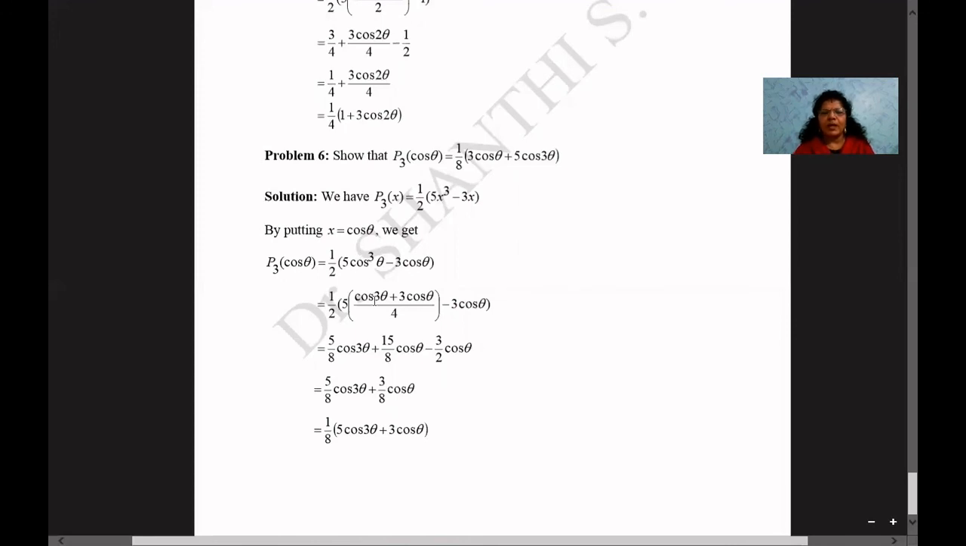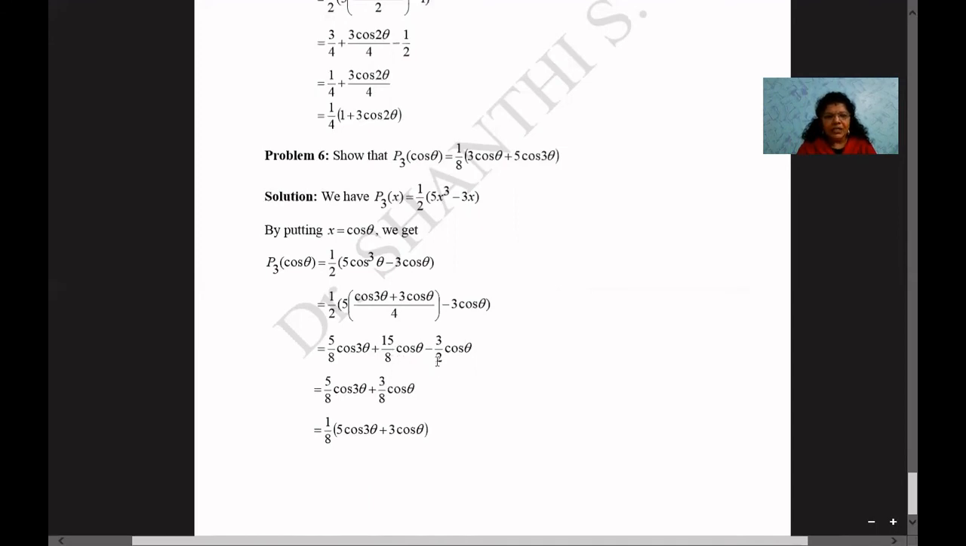Now I am substituting the value of cos cube theta. What is the formula for cos cube theta? Cos 3 theta plus 3 cos theta divided by 4. Now you separate it. Coefficient of cos 3 theta I am writing, whose value is 1 into 5 by 2 into 4, that is 5 by 8. And cos theta coefficient is 1 into 5 into 3, that is 15, divided by 2 into 4 is 8, minus 3 cos theta coefficient is half, which is outside, that is minus 3 by 2 cos theta.